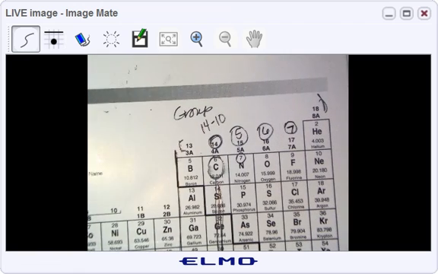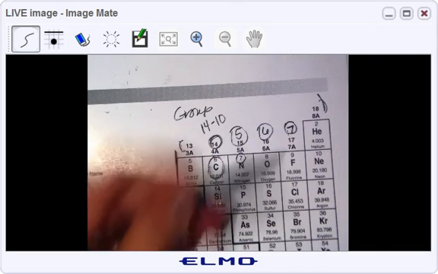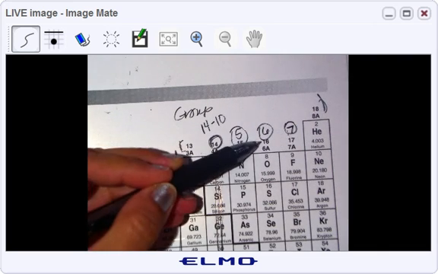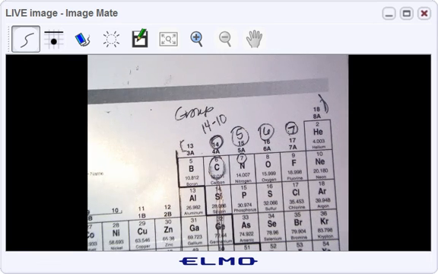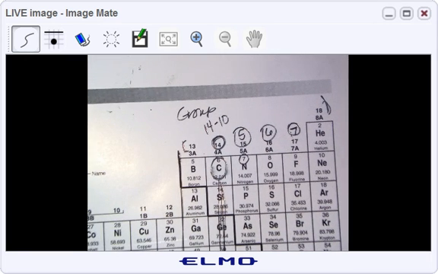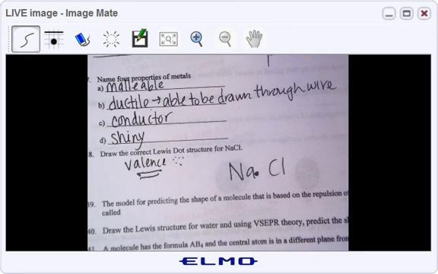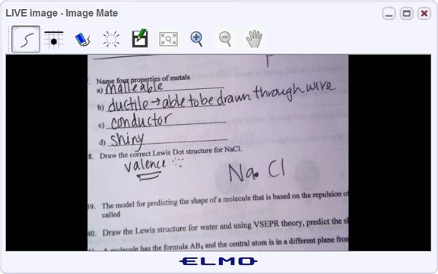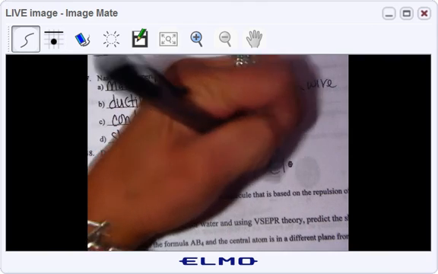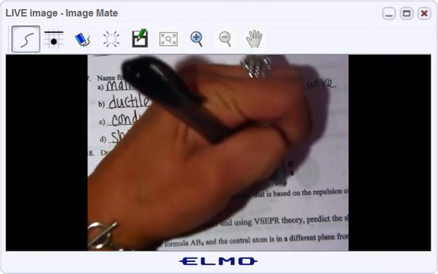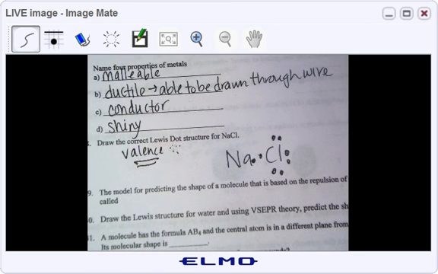Cl, the valence electrons are 7. Okay, it's for the whole group or the whole column. 7, 6, 5, 4 valence for the whole column. Okay, so if you have your colorful periodic table, that will assist you throughout the midterm. But you have to do all 3 parts of the midterm review. For chlorine, it's 7. 1, 2, 3, 4, 5, 6, 7. Okay, that's the Lewis dot structure for NaCl.